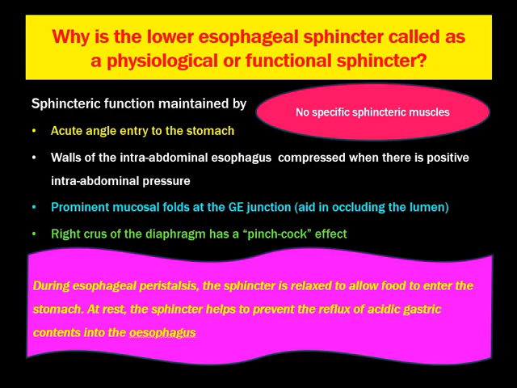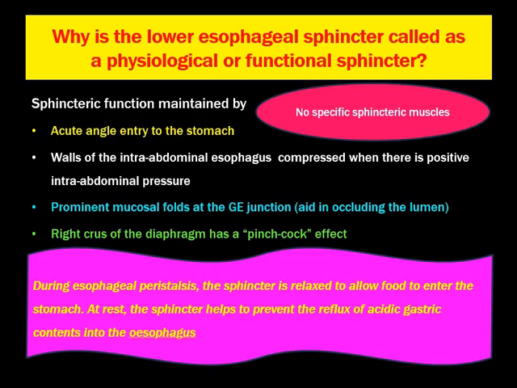Next is, the walls of the intra-abdominal esophagus are compressed when there is positive intra-abdominal pressure, so the food contents usually don't get refluxed into the esophagus. Next is prominent mucosal folds at the GE junction, which help in occluding the lumen of the esophagus. They are rugae. Therefore, this also acts as a sphincter mechanism. And the right crus of the diaphragm has a pinchcock effect on the esophagus. Therefore, the esophagus is pinched.